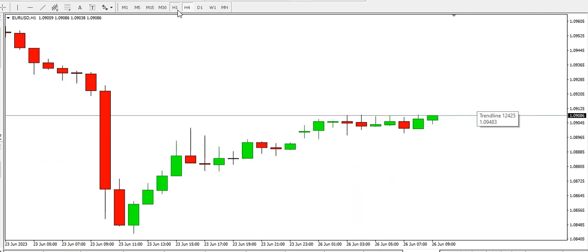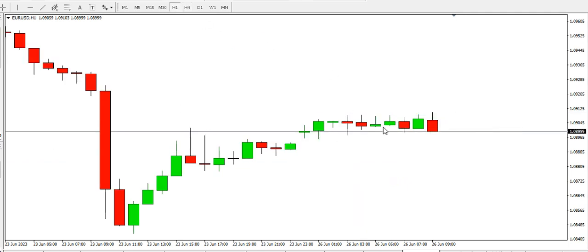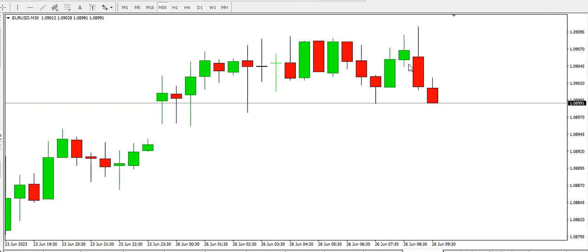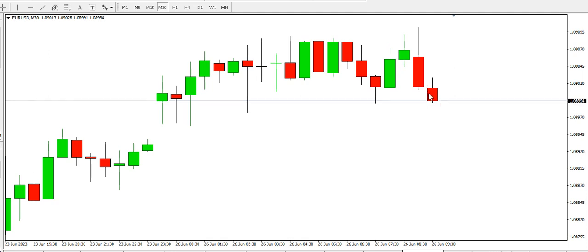On the 1 hour time frame, we have a range in place. Price ranging. On the 30 minutes time frame, we can see price is trying to break the range to the downside. Look at this particular bearish candlestick. Price is trying to break the range to the downside, but it's currently ranging.